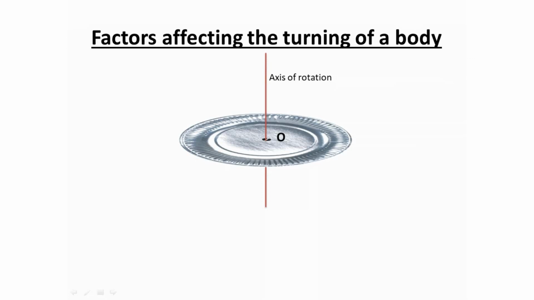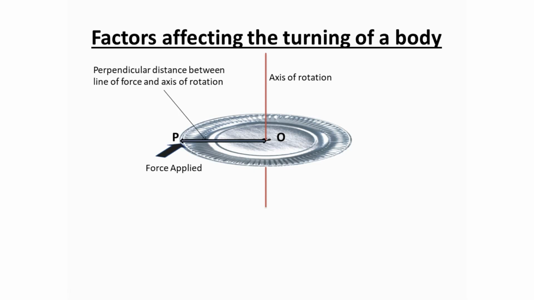So, what are the factors affecting the turning of a body? The factors affecting the turning of a body are first, the applied force, and second, the perpendicular distance between line of force and axis of rotation.